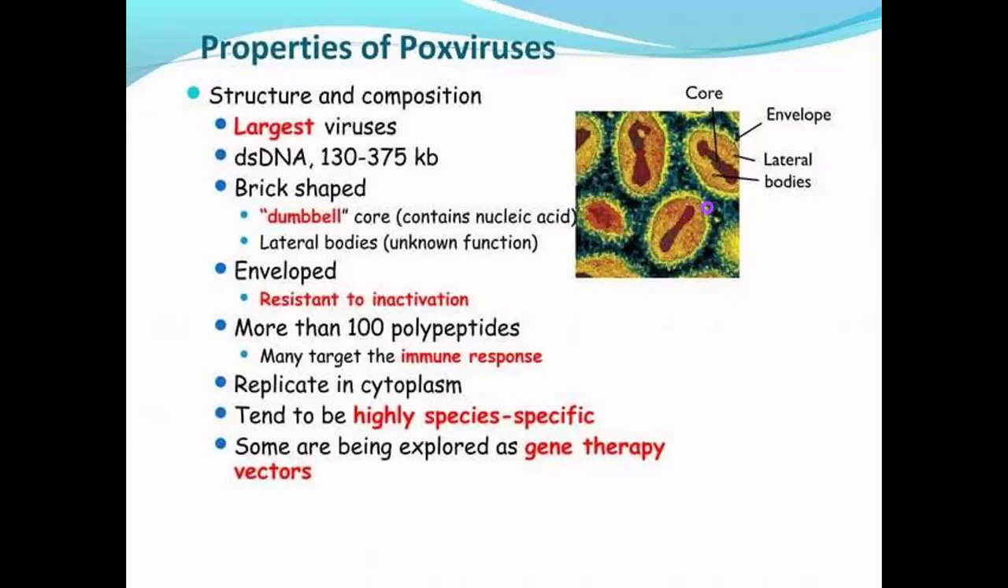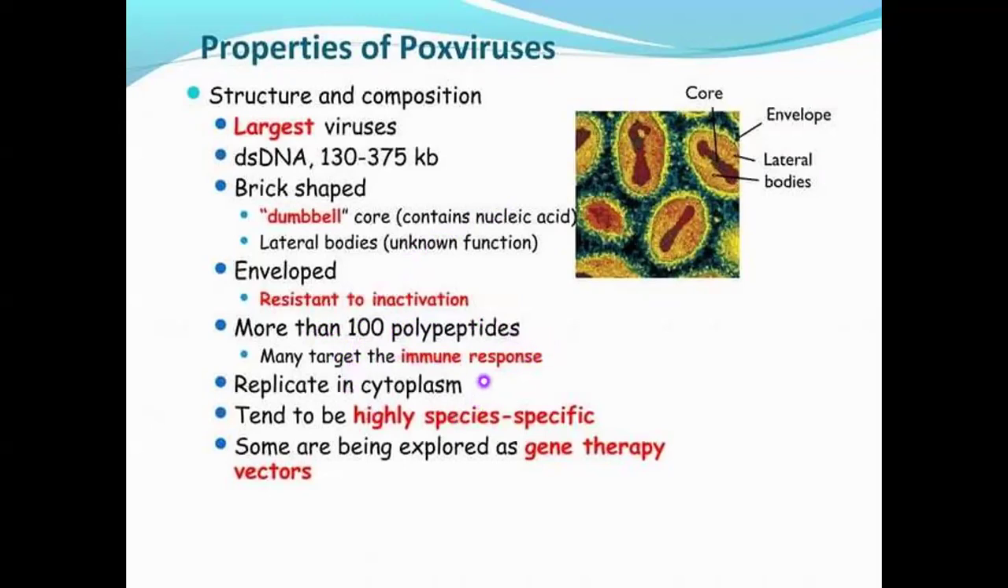So this is where it contains the nucleic acid. Then the lateral bodies are here. They have an unknown function. Then you see it's brick shaped. It's enveloped, meaning resistance to inactivation, compared to parvovirus, which we said is naked. More than 100 polypeptides mainly target the immune response.